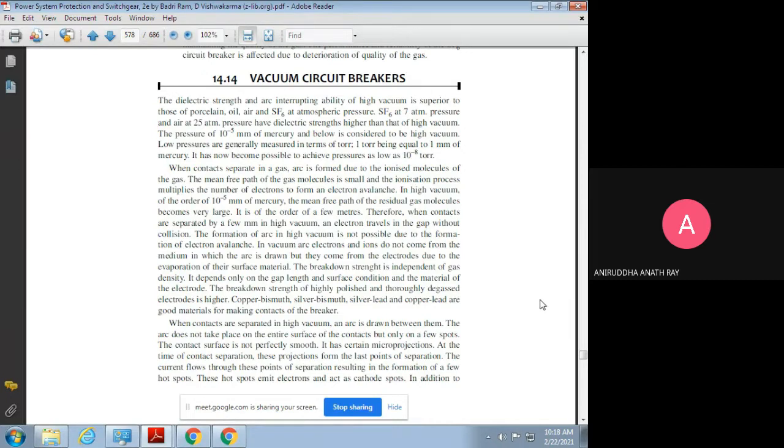So, formation of an arc in high vacuum is not possible due to formation of an electron avalanche. Now, in vacuum, arc electrons and ions do not come from the medium in which the arc is drawn, but they come from the electrodes due to the evaporation of the surface material. Due to evaporated surface material, the breakdown strength is independent of gas density. Therefore, it depends only on the gap length, the surface condition and the material of the electrode.